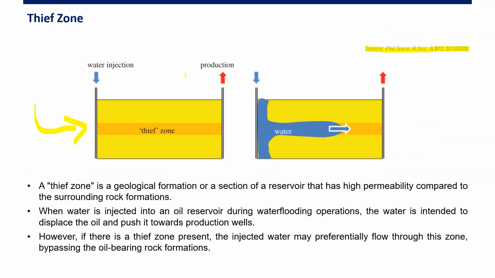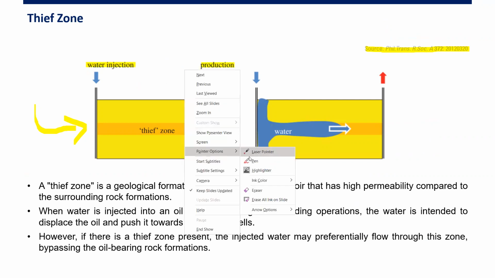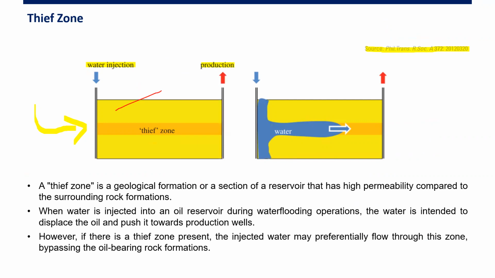We have, of course, our reservoir, and this is our water injection well, and this is our producer. We have this as the formation, but we also have a high permeability layer here. This layer will have higher permeability than the rest of the reservoir section, so that if you inject water through your injector, this will happen.